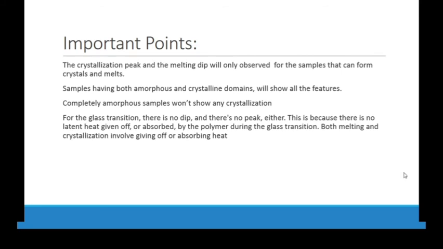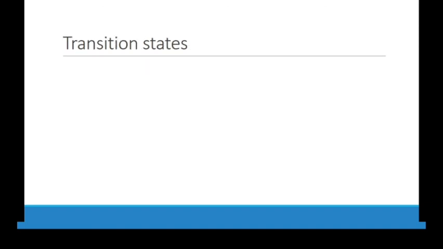Both melting and crystallization involve giving off and absorbing heat. So in the glass transition, you will not see any dip and there is no peak either. Okay, keep in mind that's why it is a second order transition. But in the first order transition, when we have heat absorbed or evolved, we say it is a first order transition.